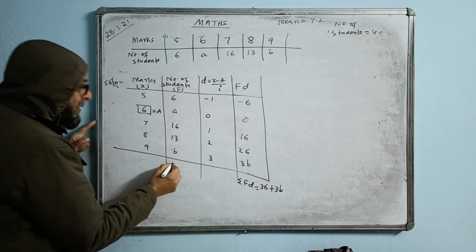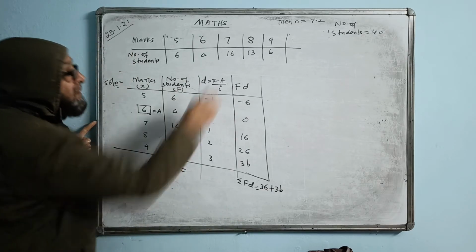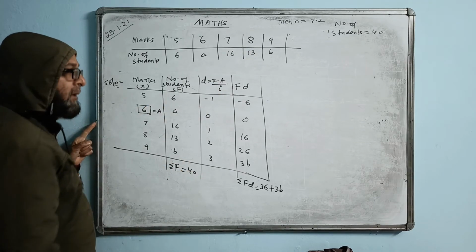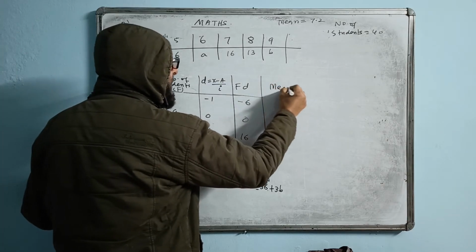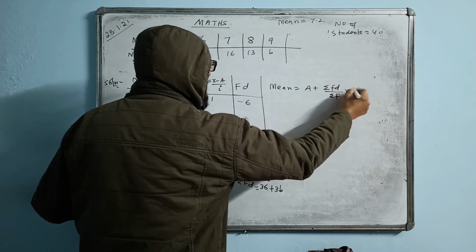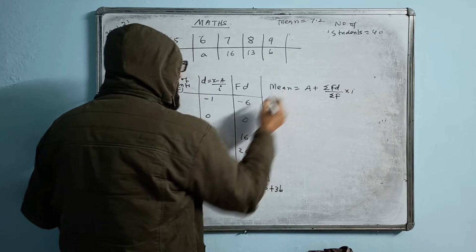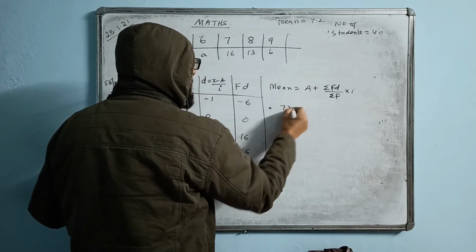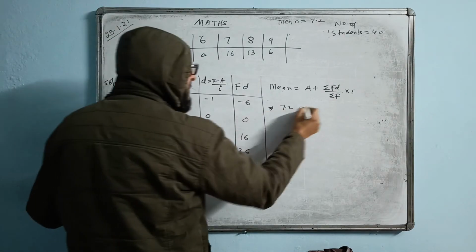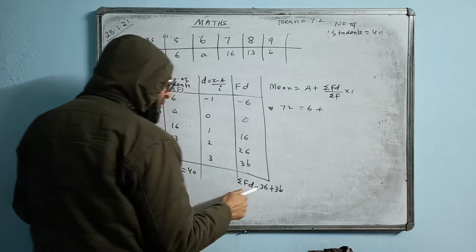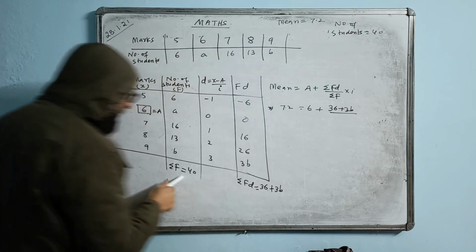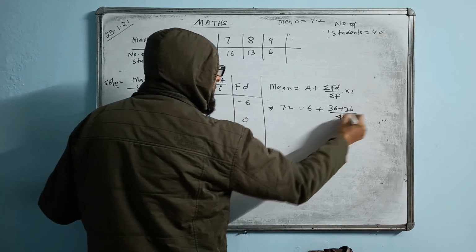And the sum of all the students is given as 40, so I'll add 40 directly here. Don't add individually. Total answer is 40. Now apply the formula of mean. Mean formula is A plus summation fd by summation f into i. Mean value is given in the question as 7.2. What is the value of A? I have chosen 6. So write 6 plus summation fd, which is 36 plus 3B. Summation f is how much? 40. And write the value 40 here into i.